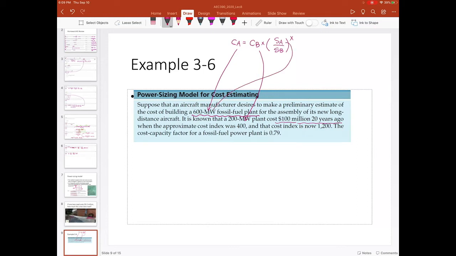And the size B is going to be the size of the plant for comparison, which is the 200. Okay. And let's continue to read the statement.